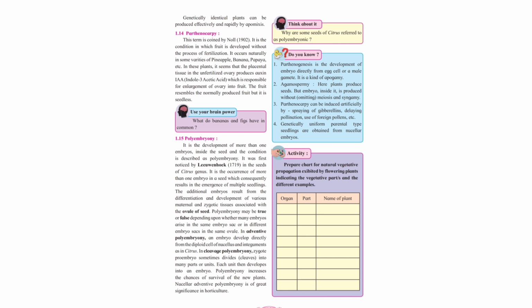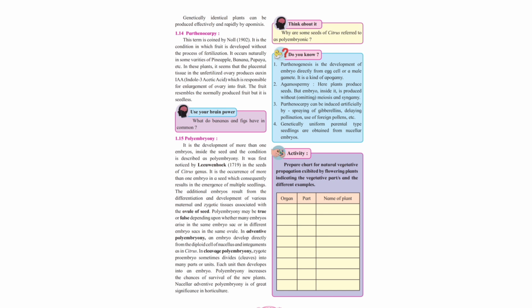Polyembryony, 1.15. This describes the development of more than one embryo inside a seed. It can be true polyembryony, e.g. nucellar polyembryony in citrus, or false polyembryony. True polyembryony often involves nucellus cells developing into embryos.